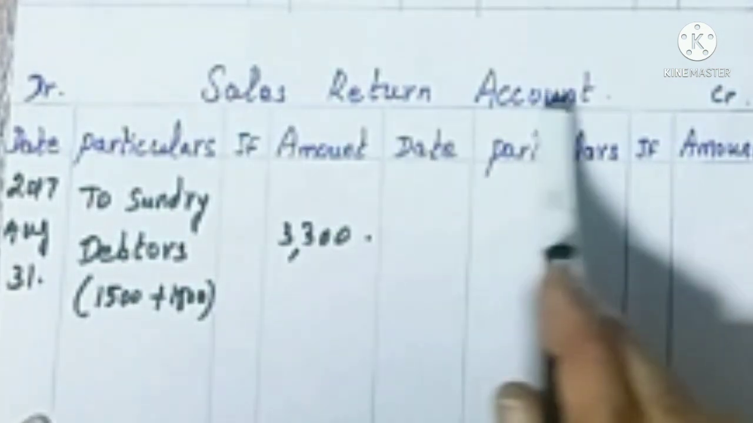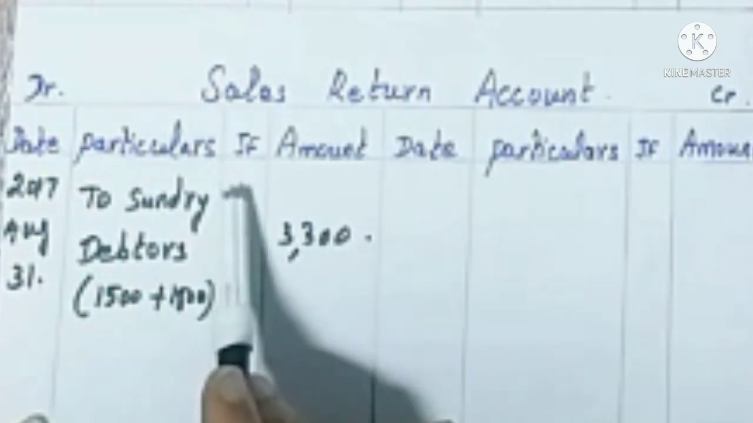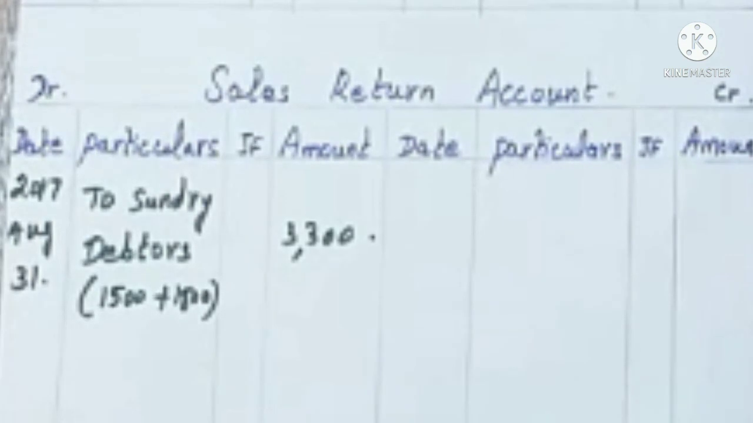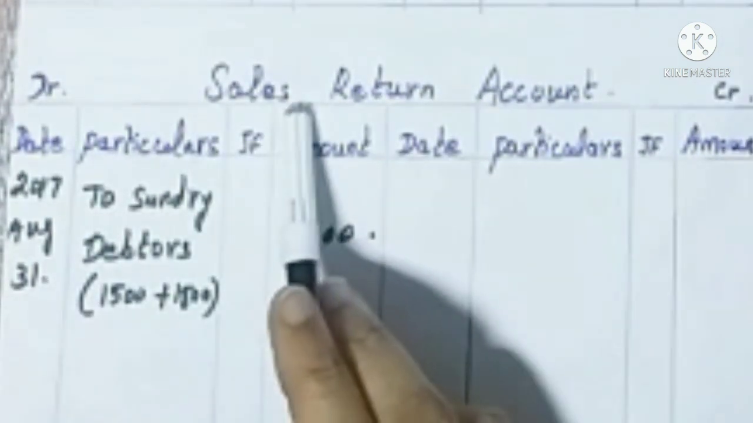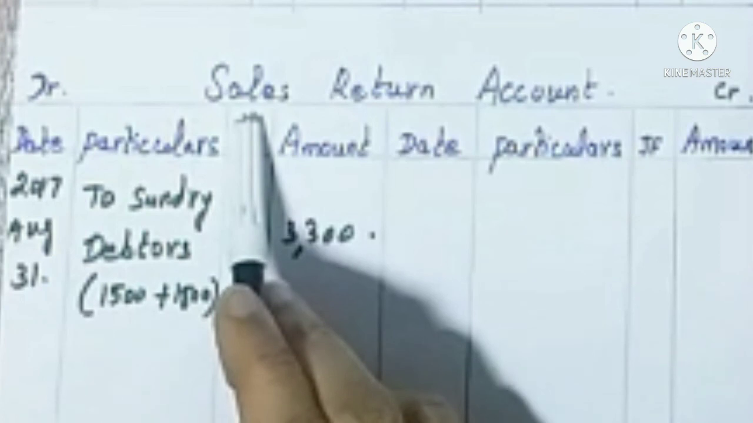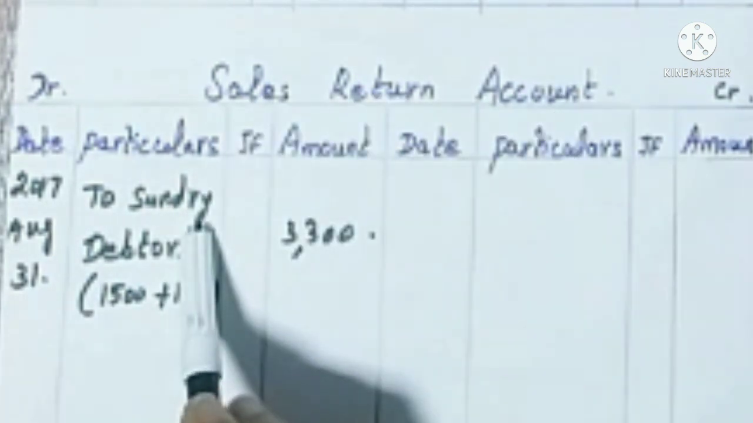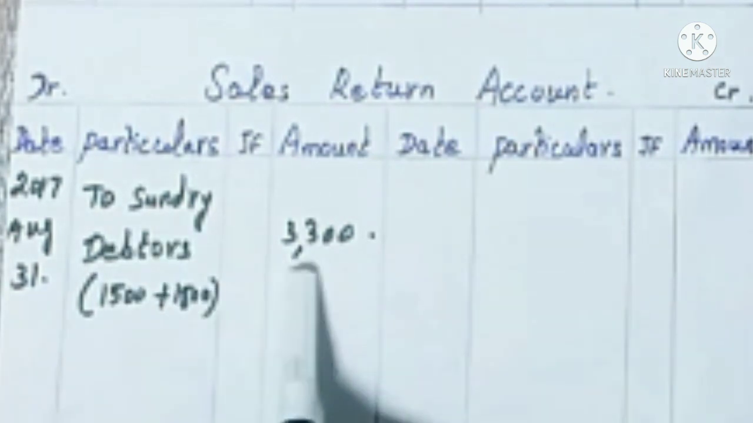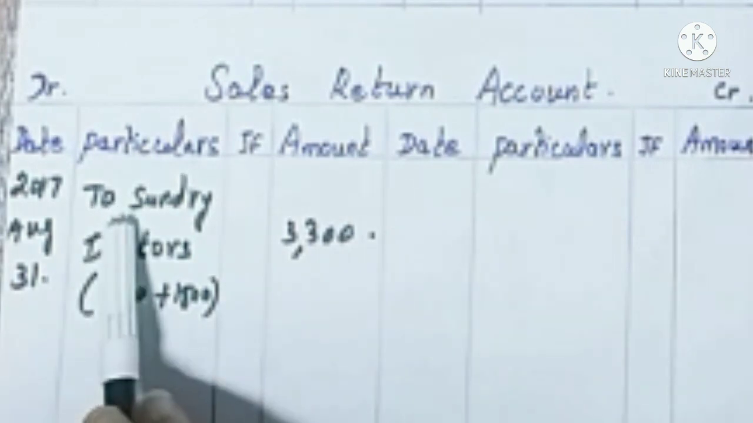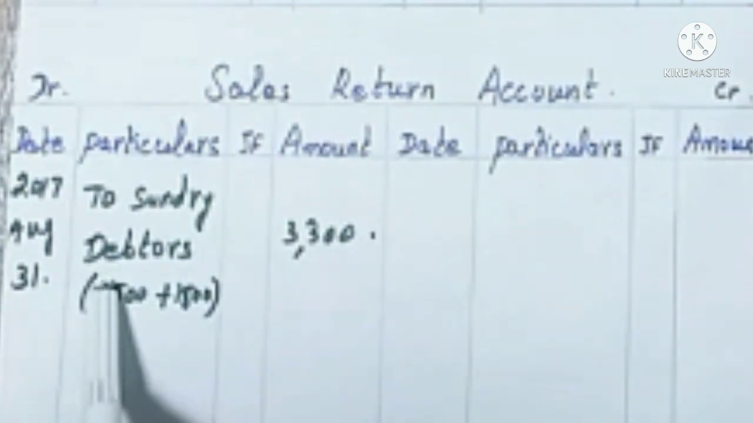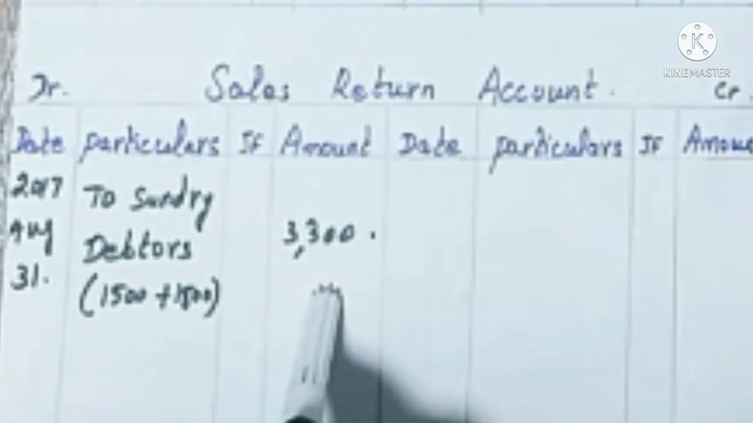So when we prepare sales return account, we are going to write it on the debit side to sundry debtors 3,300, or we can also write like this: to Sendil, amount is rupees 1,500, and again to Madhavan, amount is rupees 1,800.